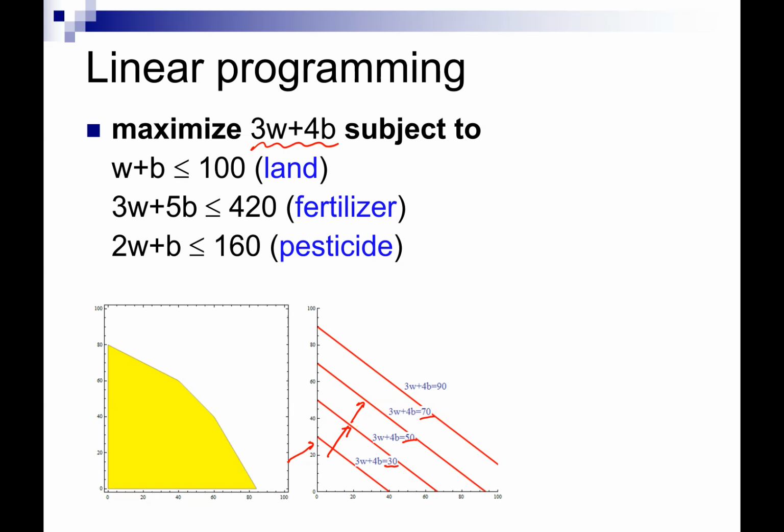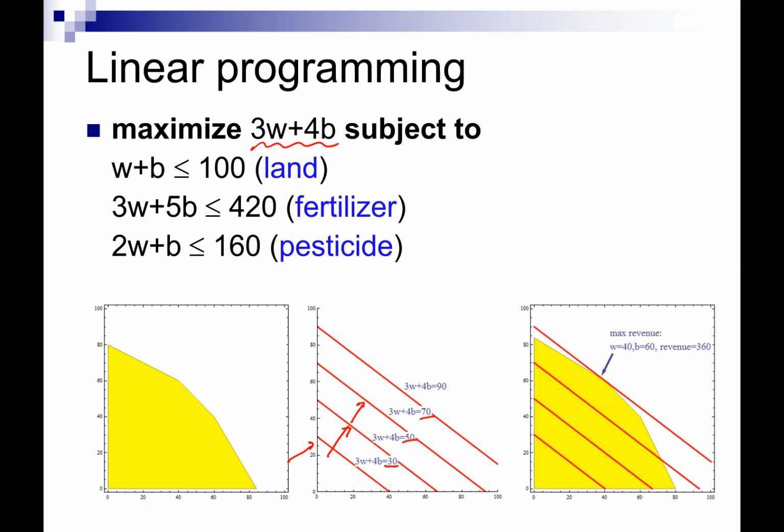that's again shifted from the line for 3w plus 4b equals 50. So what this is showing is that these numbers here, the 30, 50, 70, and so on, represent the amount of revenue that the farmer is getting for different combinations of W and B. And what this is showing is that if you move these lines in the upward right direction, then you're going to be making more and more revenue.